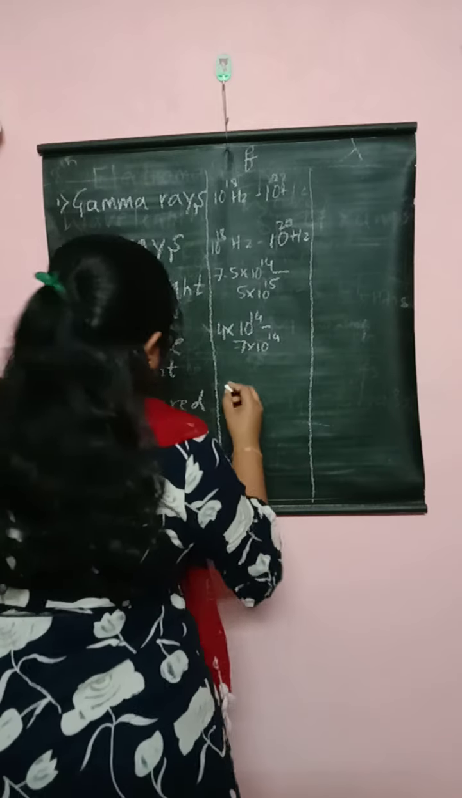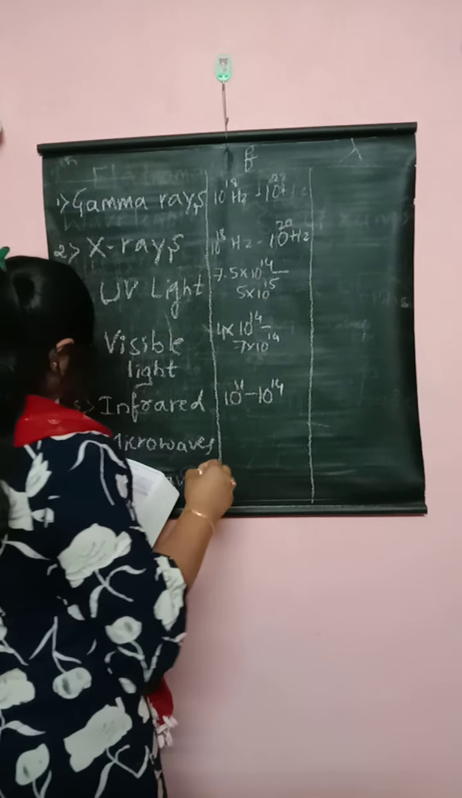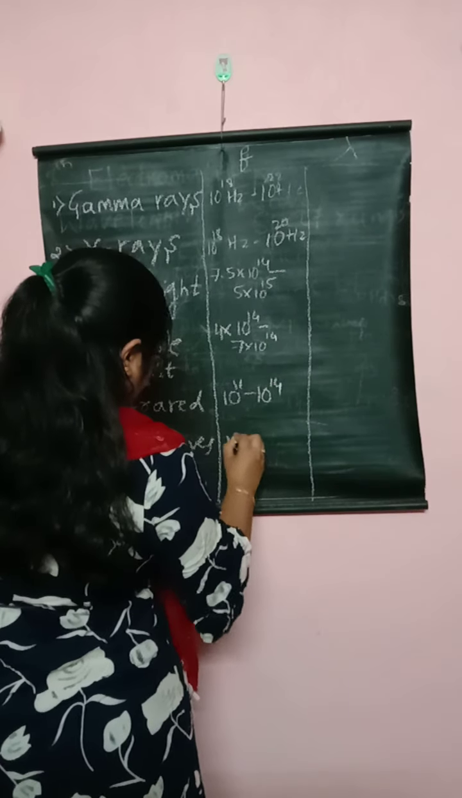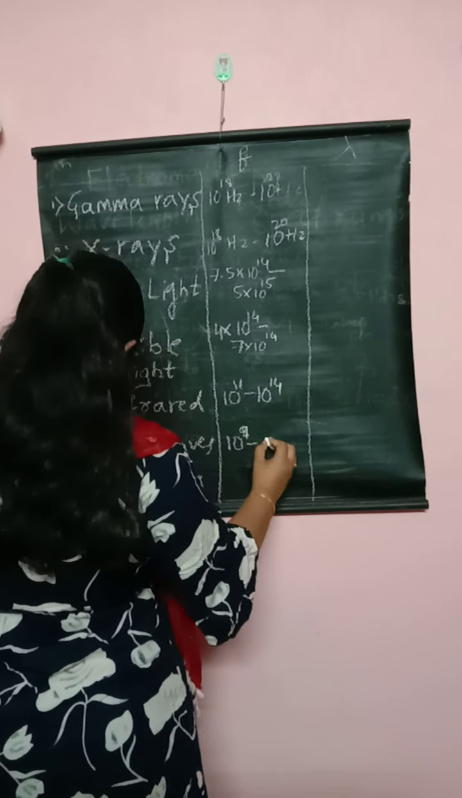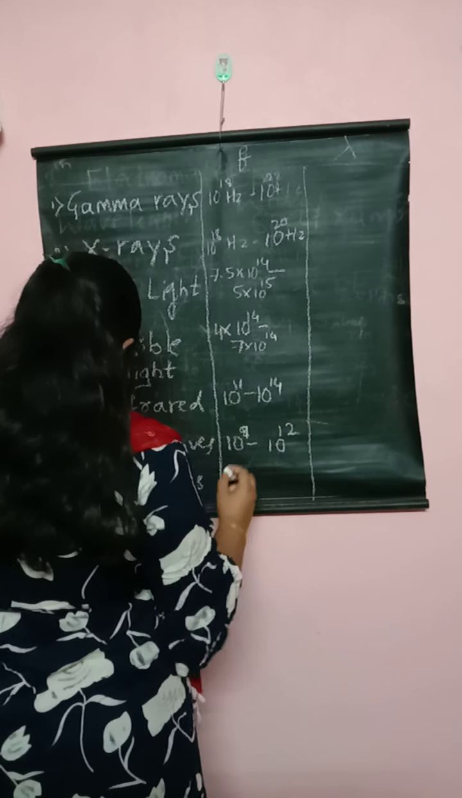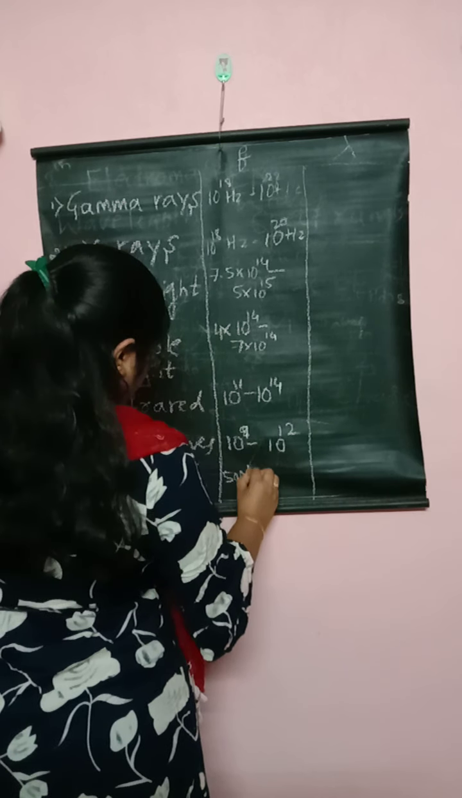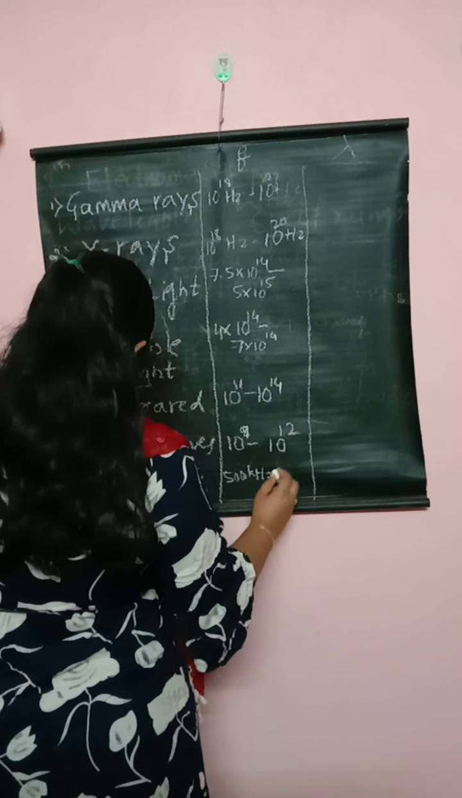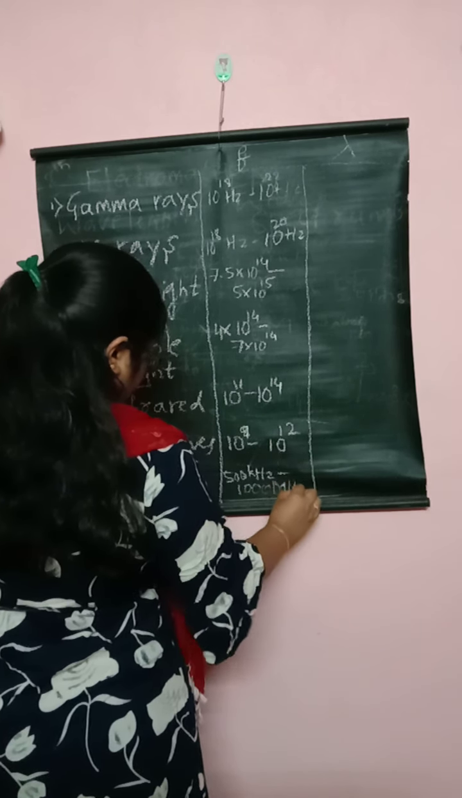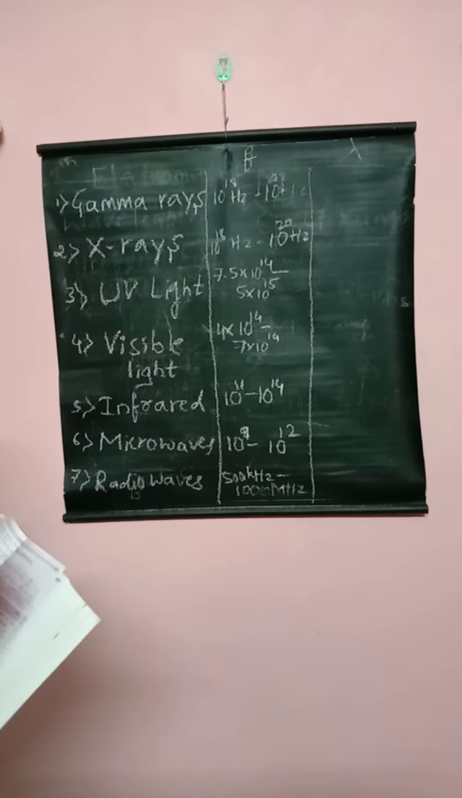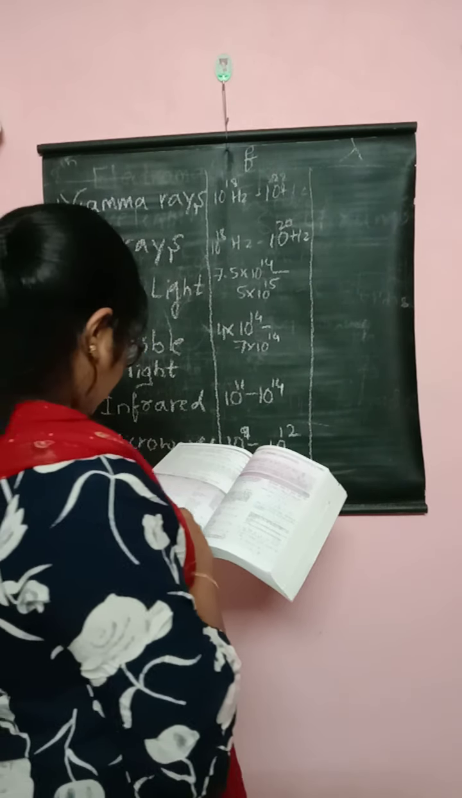Infrared rays have 10 raised to 11 hertz to 10 raised to 14 hertz. And microwaves have 10 raised to 9 hertz to 10 raised to 12 hertz. And radio waves have 500 kilohertz to 1000 megahertz. This is the frequency of radio waves. Okay, now look at the wavelengths of these waves. I'll write the wavelengths.